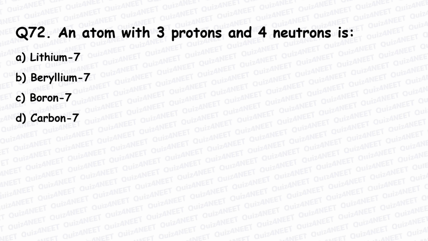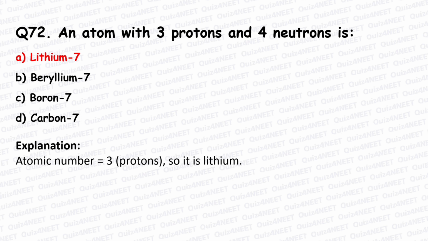Q72. An atom with 3 protons and 4 neutrons is A. Lithium 7, B. Beryllium 7, C. Boron 7, D. Carbon 7. Lithium 7. Explanation. Atomic number is 3 protons, so it is lithium.